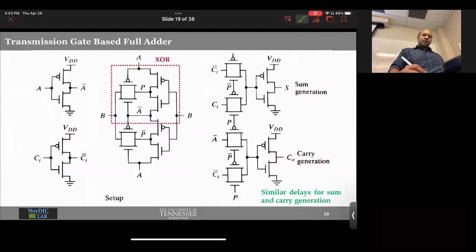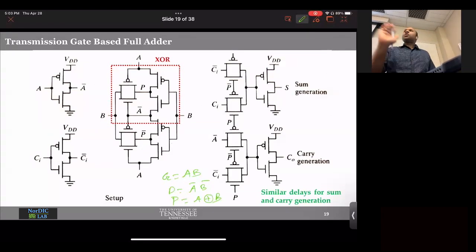Here, let's see. Generate was AB. Delete was, yes, A'B'. And propagate was A XOR B. Okay, let me just show you one thing here.